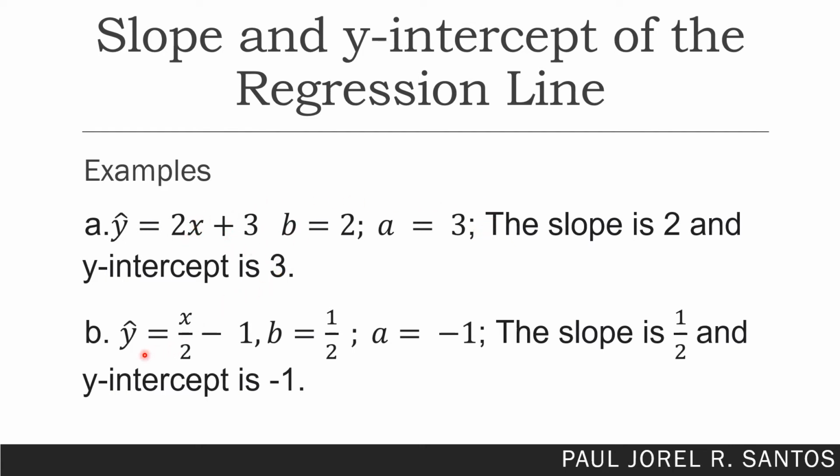In the second example, we have y hat equals x over 2 minus 1. As you can see, the value of b, or the slope, is 1/2, the coefficient of x, while a is -1. Since we have here minus 1, the value of a will be -1. So it means the slope is 1/2 and the y-intercept is -1.